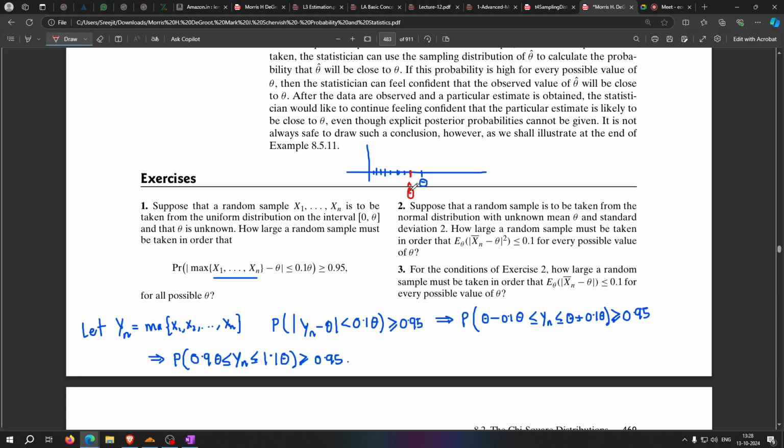This is what we are saying, because we don't know what my true theta is. Now can this theta hat ever lie out beyond theta? Can this theta hat lie here? No, right? Because if my true population is from 0 to theta, there is no way I can find a sample value which is beyond theta.